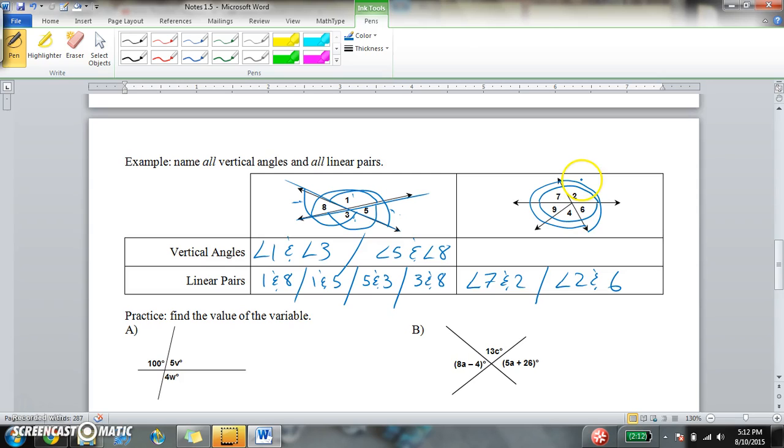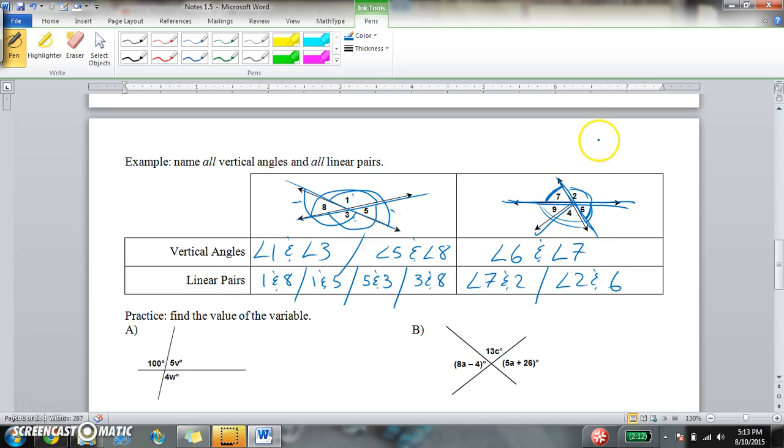Vertical angles for this. So we've always got to look for an X when we're talking about vertical angles. So here I see two lines and then this ray right here. If I look at these two lines, angle 6 and angle 7 are directly across from each other. Those are vertical angles.